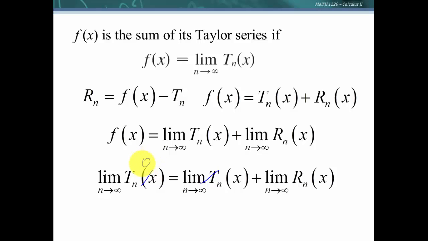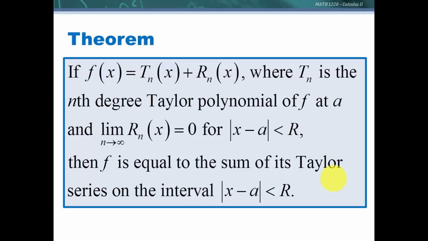So this basically tells us that we would need, as n goes to infinity, for this remainder to go to 0. And so if the limit as n approaches infinity of the remainder is 0, then the function would equal its Taylor series. So let's put this in a theorem. If we have a function and it equals a Taylor polynomial to degree n plus the remainder, and the limit as n goes to infinity of the remainder is 0 for x within this radius of convergence, then f is equal to the sum of its Taylor series. So here is our requirement for a function to equal its Taylor series.